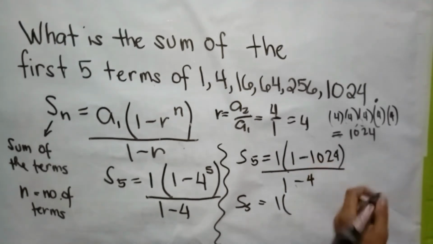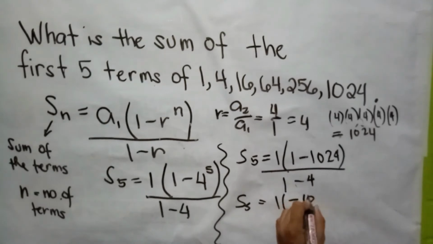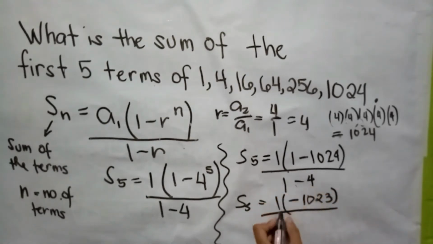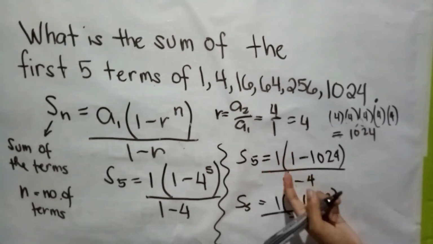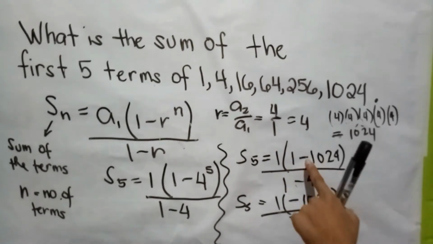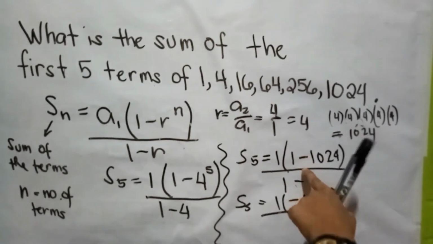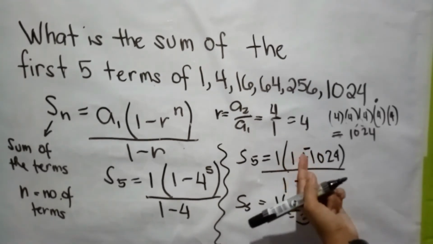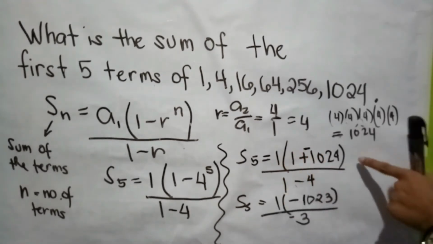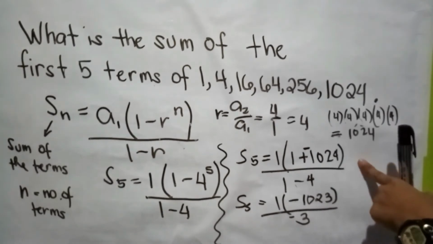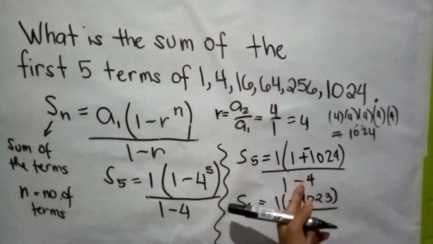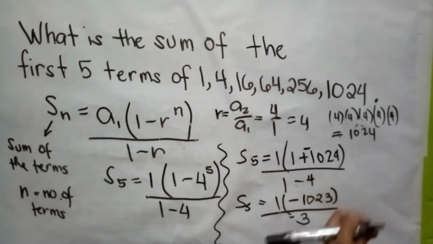That is negative 1023. Then divide it by negative 3. So why is it negative? Because 1, change the sign, it will become positive, and then write negative. So the rule: change the sign of the subtrahend and proceed to addition. Okay, next, same with 1 minus 4.